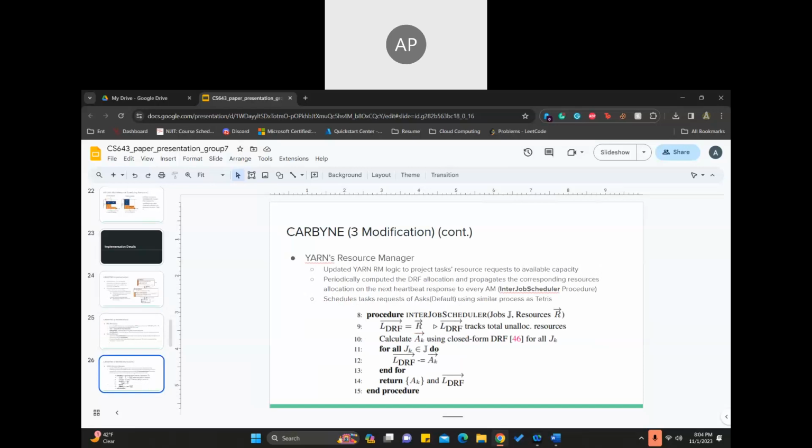We also need to update the YARN Resource Manager to project tasks' resource requests to available capacity, periodically compute the DRF allocation, and propagate the corresponding resource allocation on the next heartbeat response to every AM, which is the interjob procedure. This process is very similar to Tetris for scheduling task requests for task default.